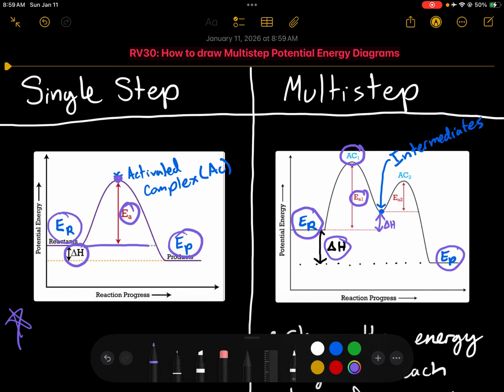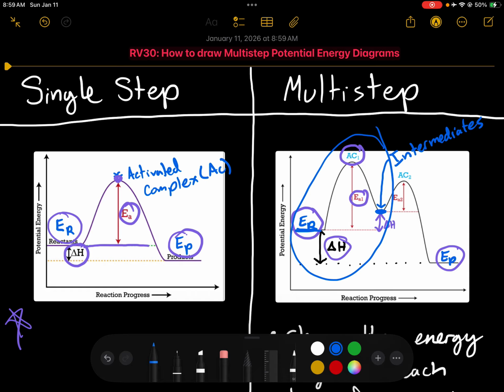All right, and that becomes very important when you're asked questions like, hey, is this particular step endothermic or is this particular step exothermic? Because you can look at this little bit right here, the intermediates of the multi-step reaction, and determine if the intermediates are higher or lower energy than the reactants were. So in this case, for this particular step right here, that is an endothermic step. And I know that because the intermediates are higher in energy than the reactants originally were.